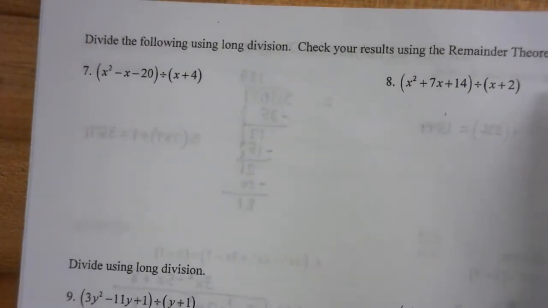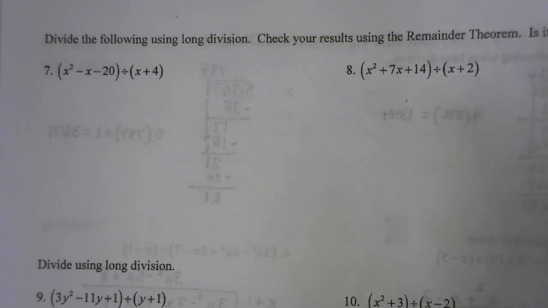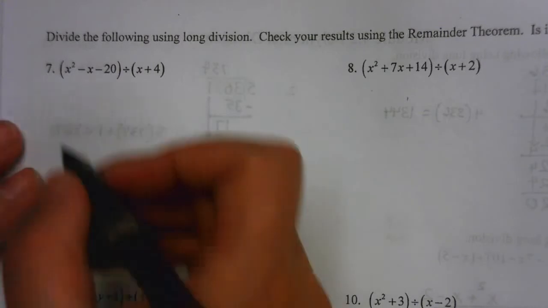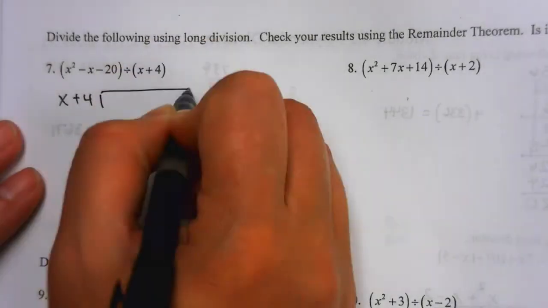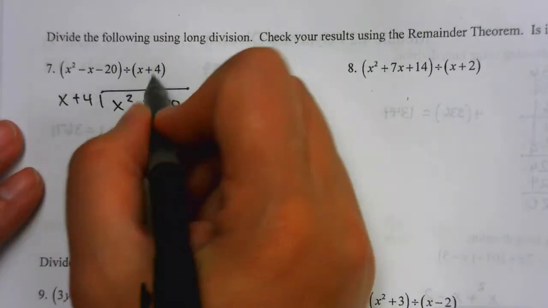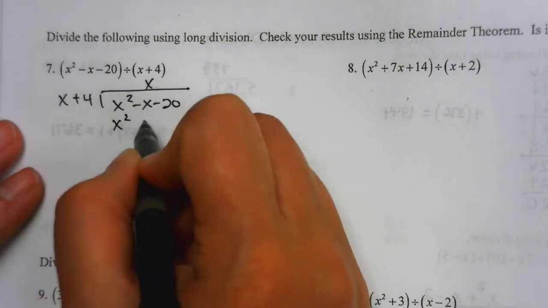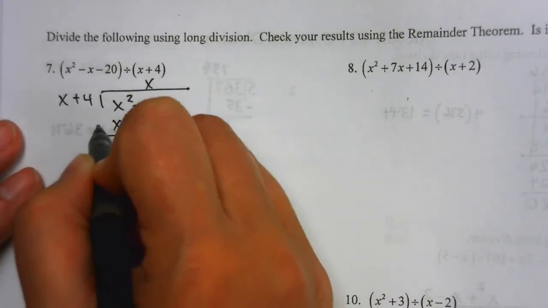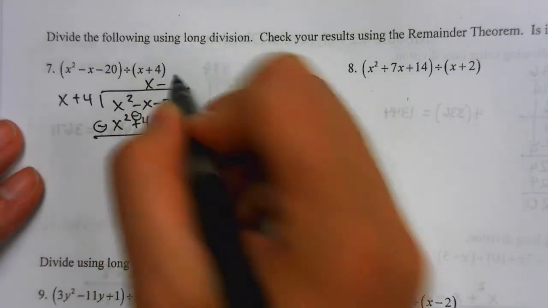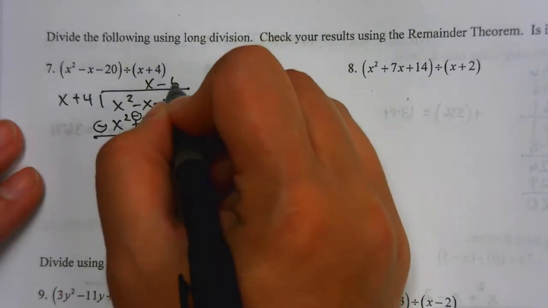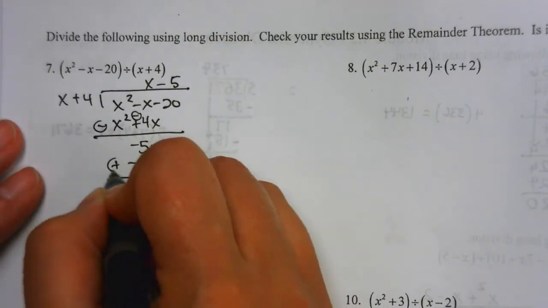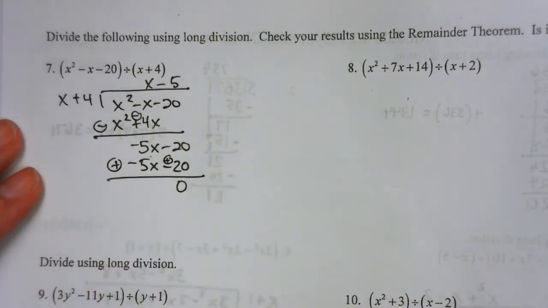All right, turning the page over to do some more work with the long division. You have x squared minus x minus 20 divided by x plus 4. So we're getting our problem set up here. I need to multiply x times something to get x squared. That's going to give me an x. When I multiply it times the 4, I get 4x. We are subtracting. I need to now multiply the x times a negative 5. We're going to change the signs, and we get a remainder of 0.